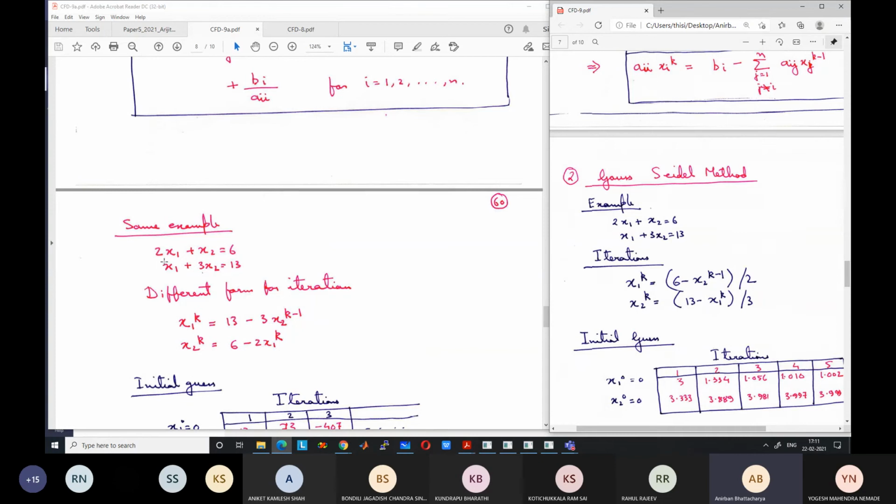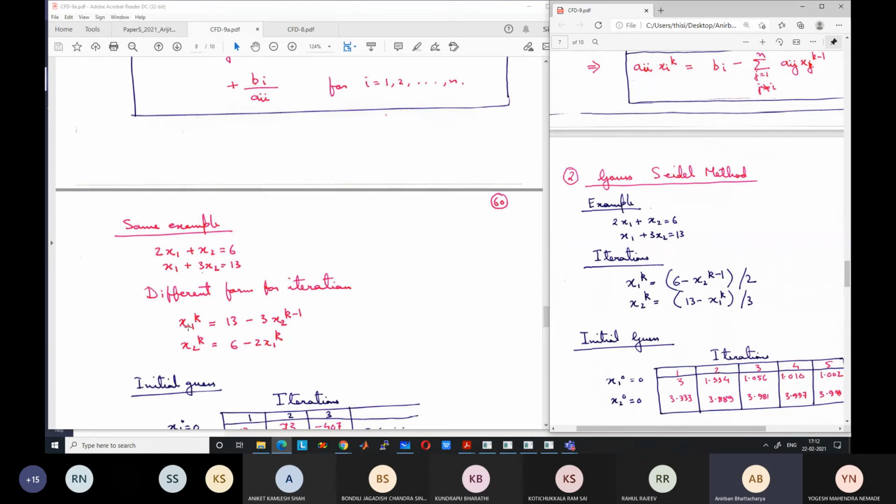But now I will use the second equation for calculating x1 and the first equation for calculating x2, because there is no first and second equation. These equations could have been in the other order also. I have stated them like this, but I could have given x1 plus 3x2 equal to 13 and 2x1 plus x2 equal to 6 in a jumbled up order. So there is no first and second equation. It could have been in any order. So I will be using the second equation for calculating x1.